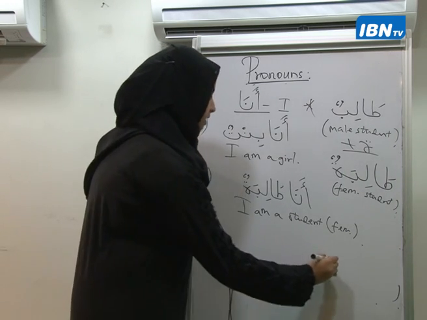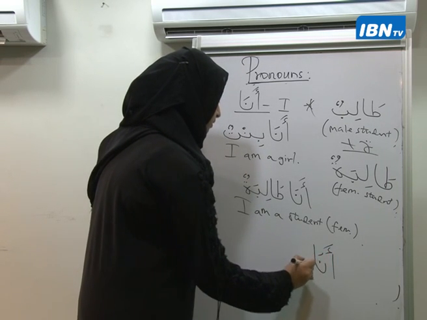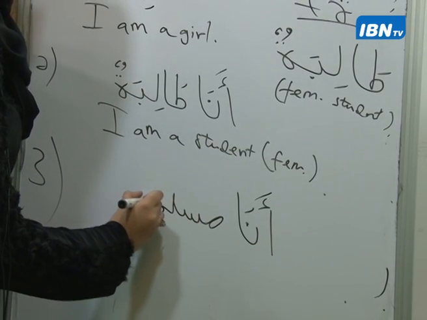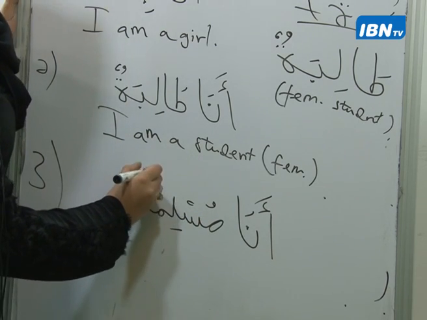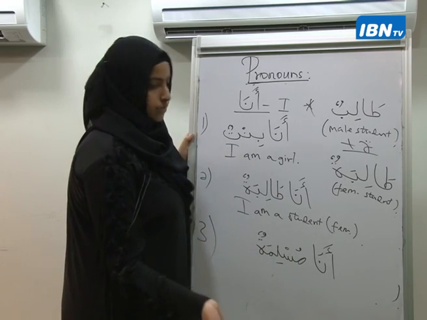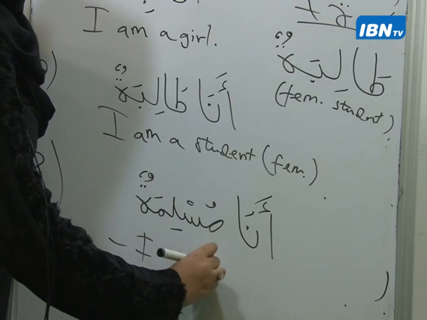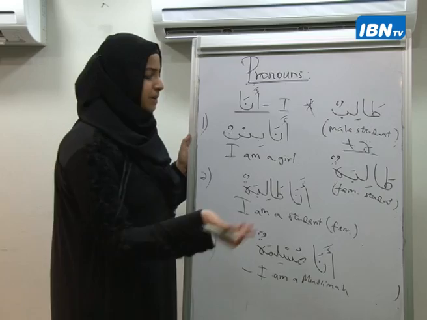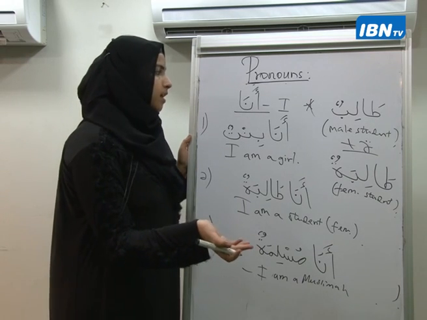So I have ana Muslimatun, which means I am a Muslima. I am Muslim. Right. So these are the very simple sentences you can form using ana, which you can form using the I pronoun.